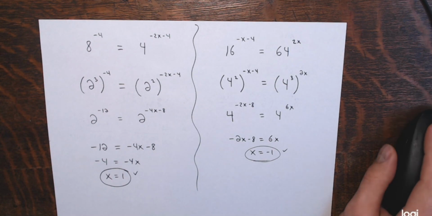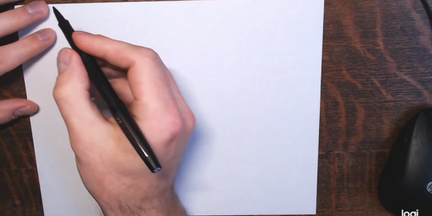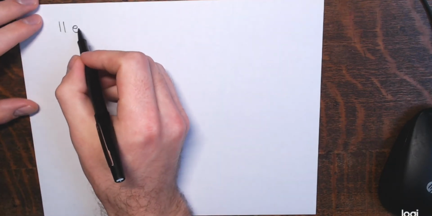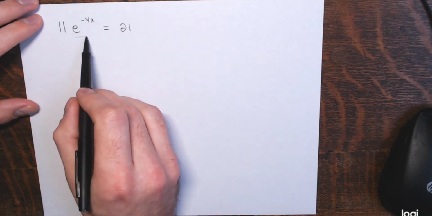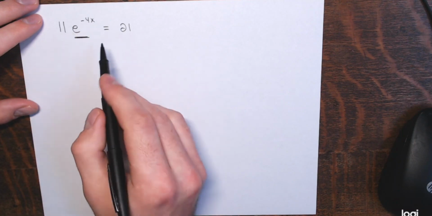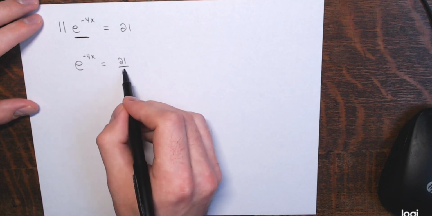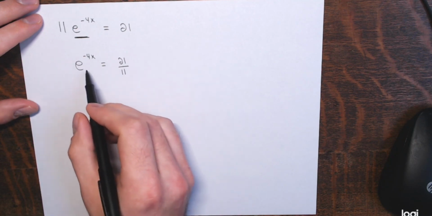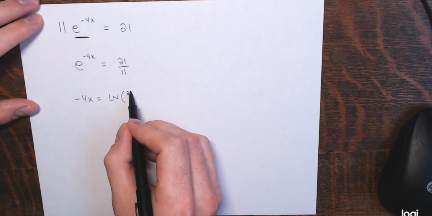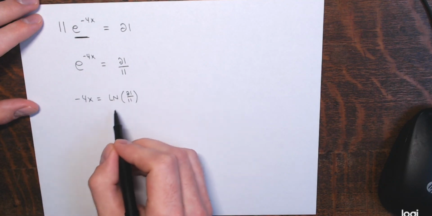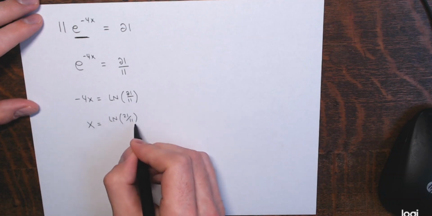All right. So the equation we're given here: 11 times e to the negative 4x power equals 21. So to isolate this base and power, I would have to divide by 11. So we have e to the negative 4x equals 21 elevenths. And then I would change to logarithmic form, giving me negative 4x equals the natural log of 21 elevenths. And then divide by negative 4. So the natural log of 21 elevenths divided by negative 4.